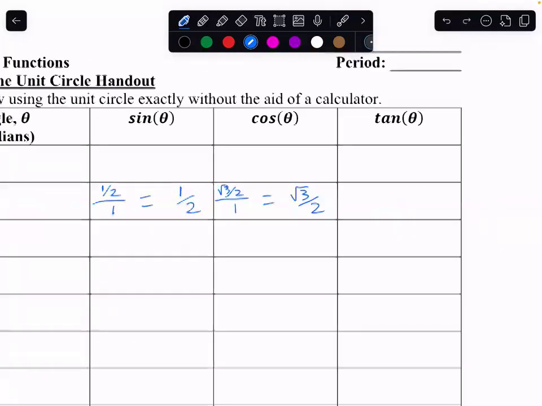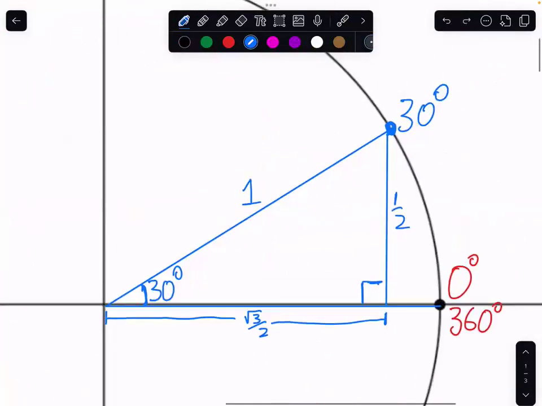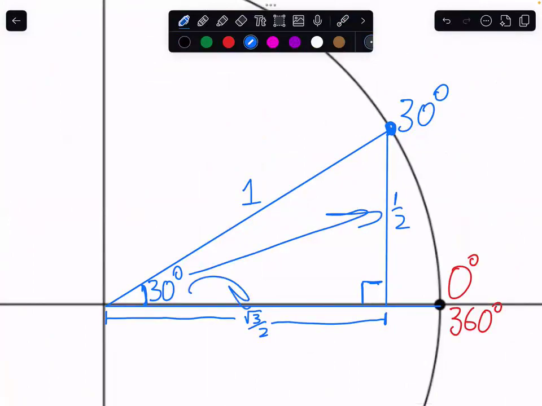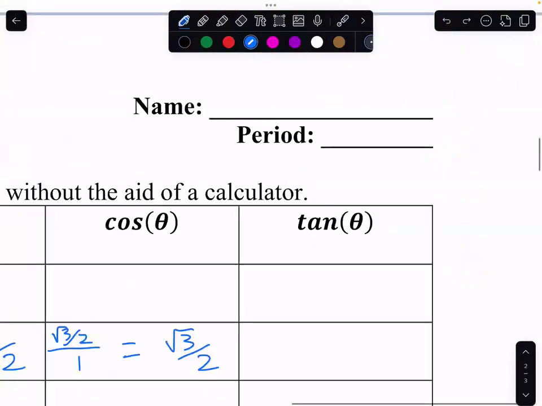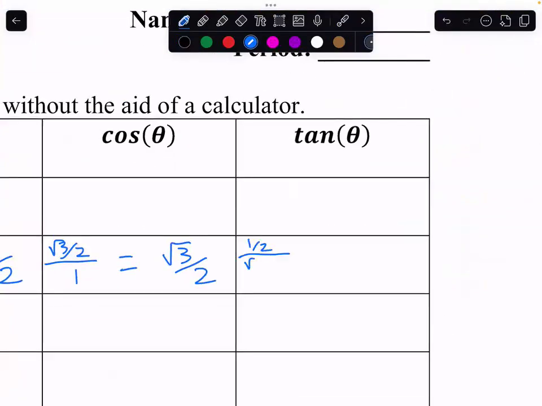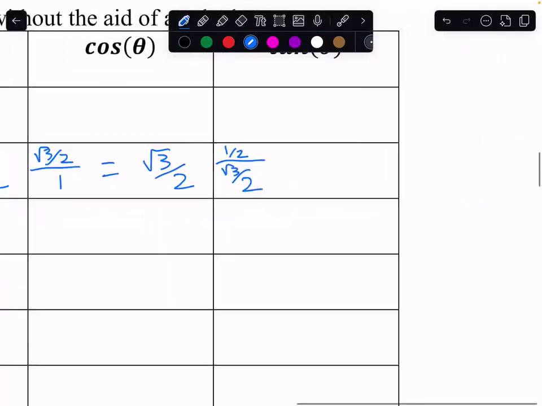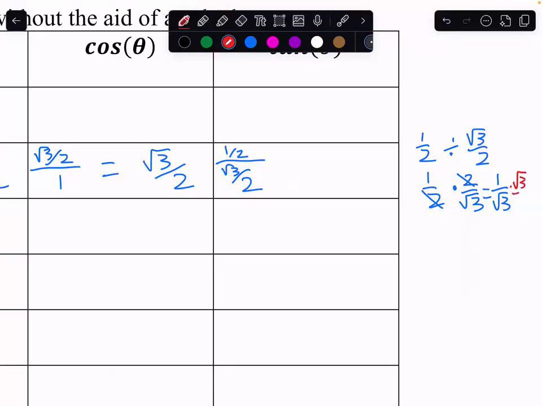Lastly, tangent. Tangent is opposite over adjacent. So opposite over adjacent. This time, unfortunately, we don't get to divide by 1. This time the calculation is more complicated. Going sideways, you have 1/2 divided by radical 3/2. Instead of dividing, you can multiply by the reciprocal. The 2's can reduce, but 1 over radical 3, you can now rationalize.